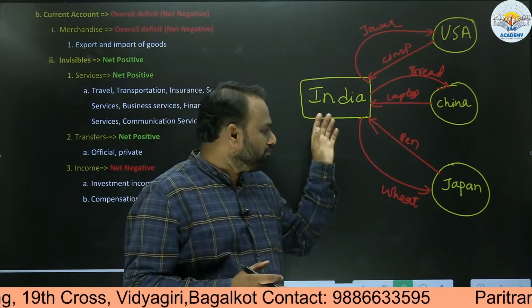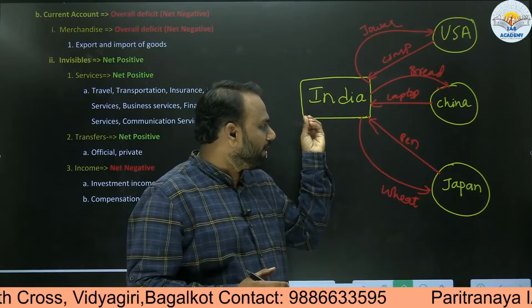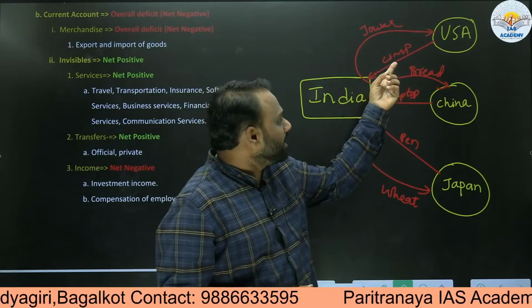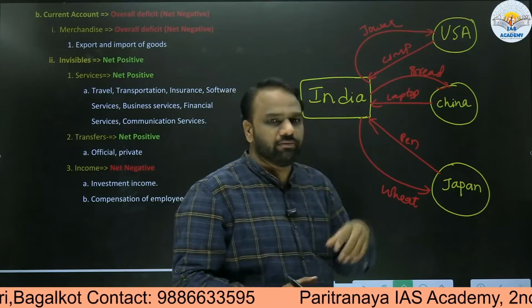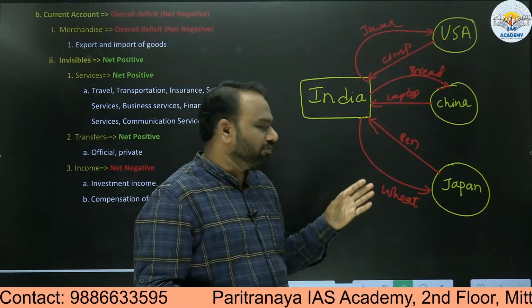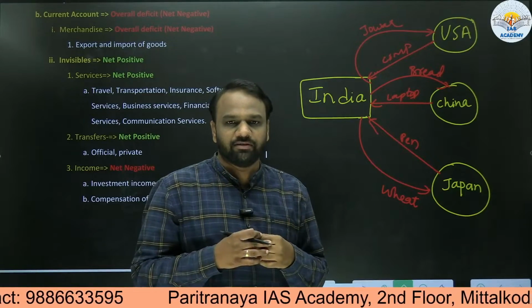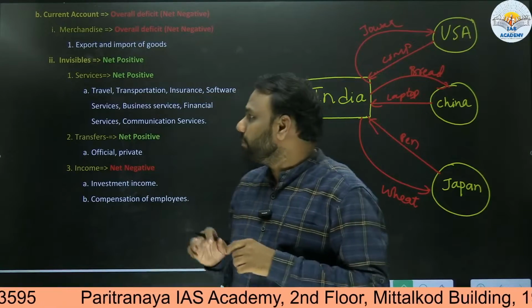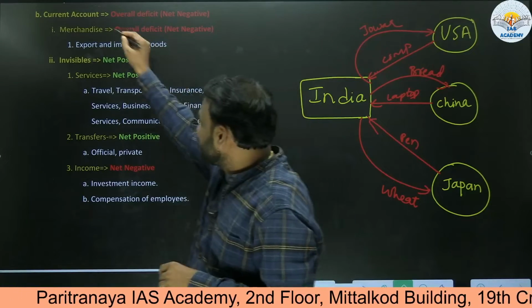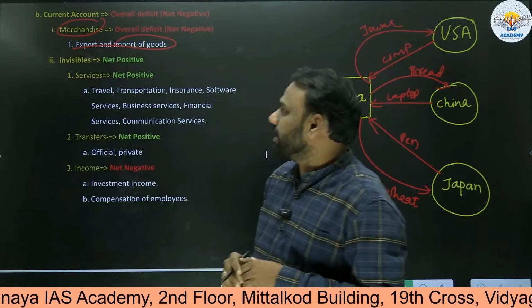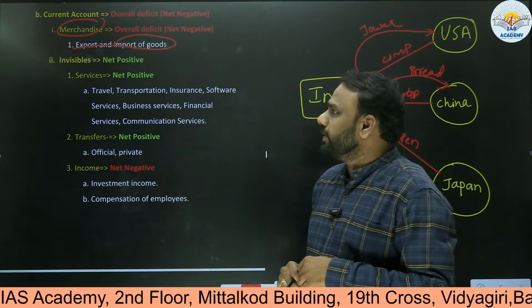So here we are seeing the trade that is happening. Between India and China, we sell wheat and we buy a pen. Here we sell laptop and we buy bread. Here we sell jowar and we buy computer. All these items, whether it is jowar, computer, laptop, pen or wheat, are visible to our eyes. So whenever trade happens in such entities, we call it merchandise trade. So it is export and import of goods.